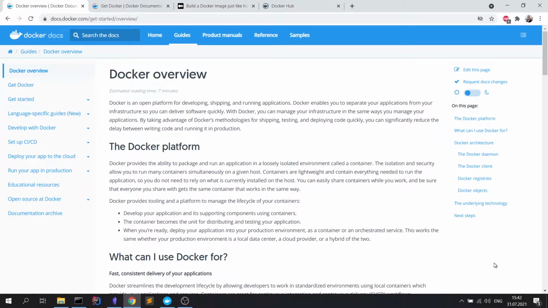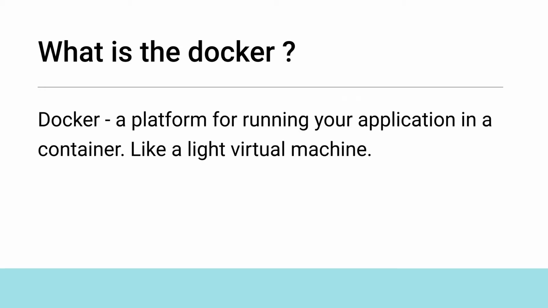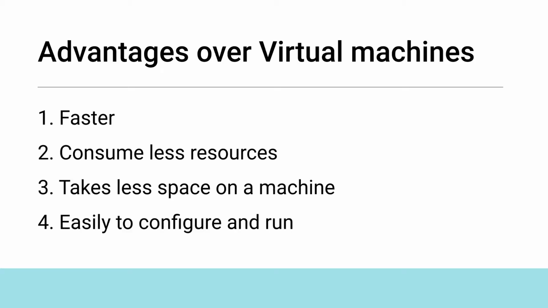Okay, let's start. Docker is a platform for running your application in a container. It's kind of a light virtual machine, but virtual machines preceded Docker. So Docker is a modern technology. It is faster, consumes fewer resources, takes less space on a machine, is easy to configure and run, and has many other benefits over virtual machines.